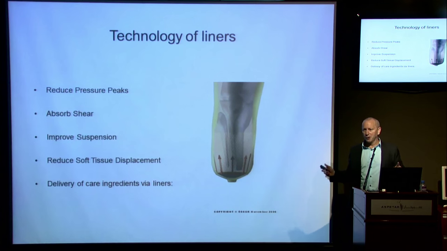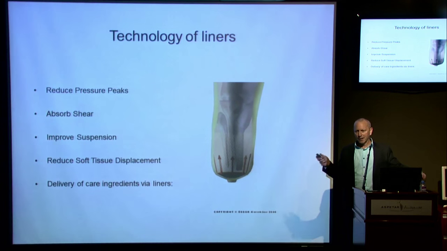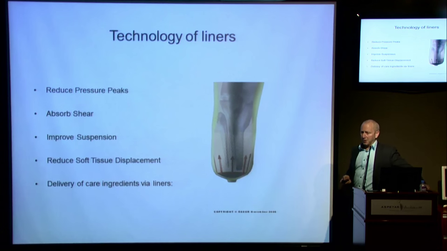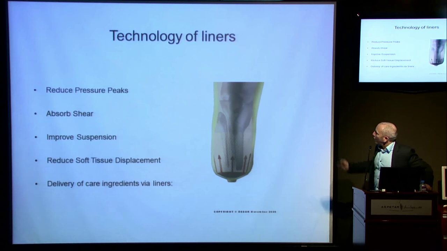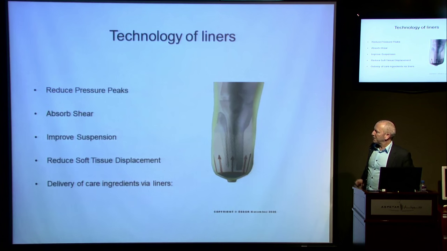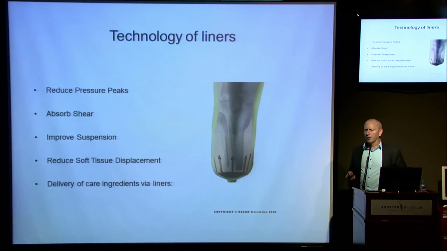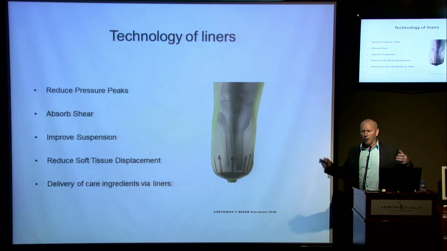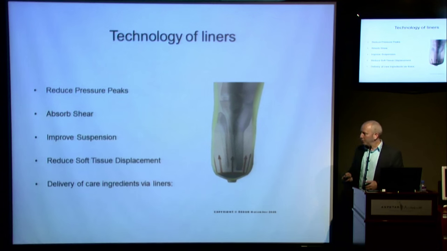So the liner technology is what is protected as very proprietary. And when I show you the slide on the money side of this, you'll actually see why. So your liner is there to reduce your pressure peaks. It has some function to actually reduce those pressures. It's to absorb your shear forces, which are the forces that actually work against the skin, and it's to improve your suspension, to reduce your soft tissue displacement. You can also get some liners which are impregnated with certain agents, and those ingredients are dispersed via the liners through to the skin.